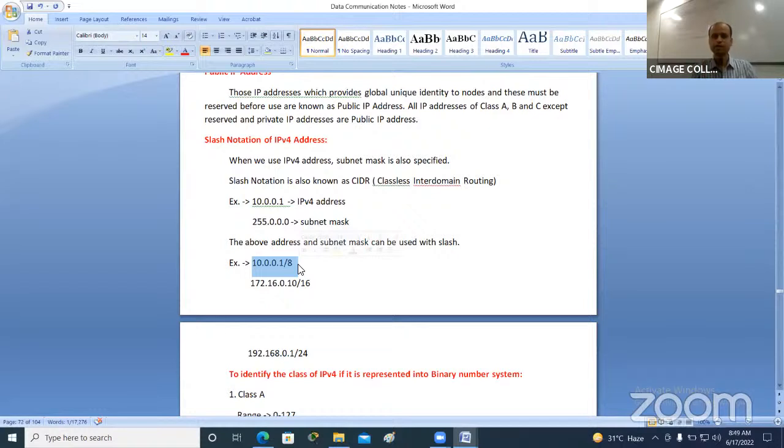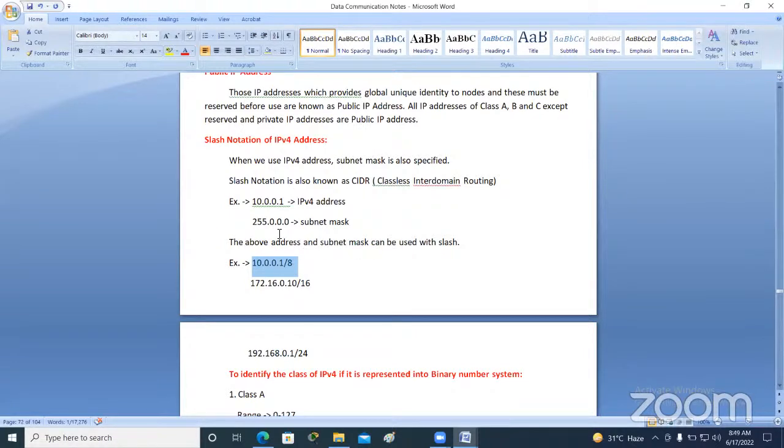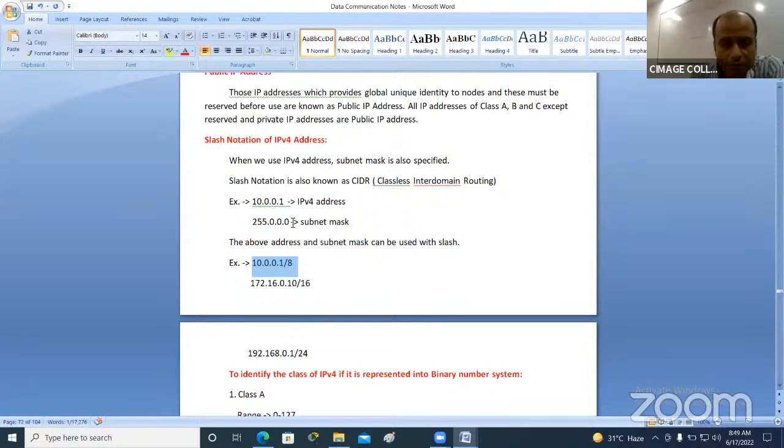10.0.0.1/8. What is 8 here? 8 is the number of network bits present in the subnet mask. If you convert this subnet mask into binary, you will get eight 1s, eight 0s, eight 0s, and eight 0s. Fine. So, the total number of network bits is 8. That's why we can represent these two values in a single line by using slash: IP address, then slash, then number of network bits.